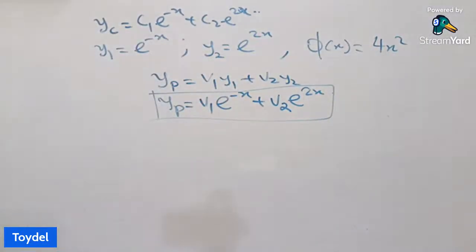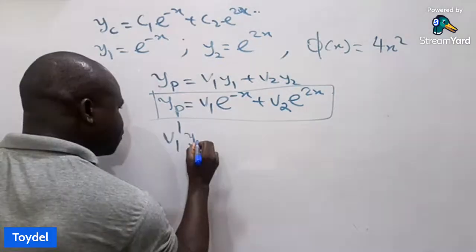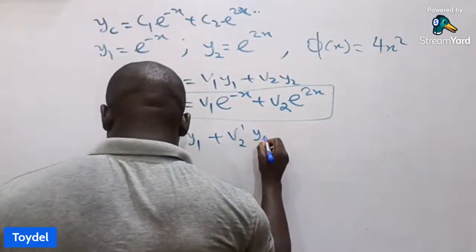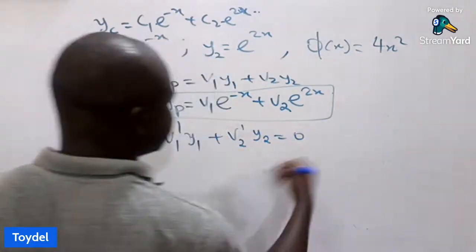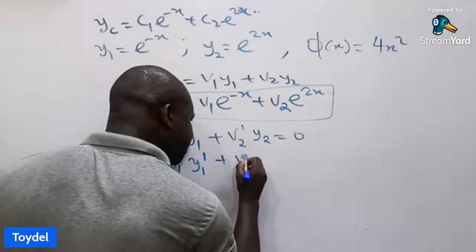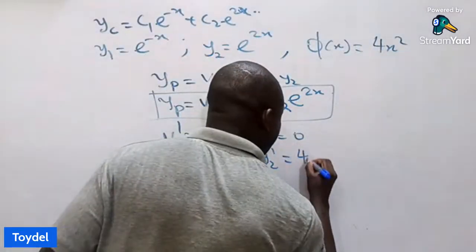How do we find the value of v1 and v2? Let's write this as a system of linear simultaneous equations. That is, we say v1 prime y1 plus v2 prime y2 is equal to 0. That will be the first one. Then we say v1 prime y1 prime, we are going to differentiate this, plus v2 prime y2 prime is equal to the right hand side, 4x squared. This is equation 1, and this is equation 2.